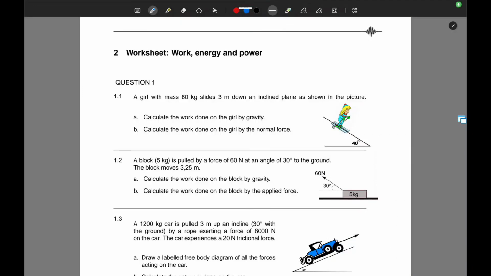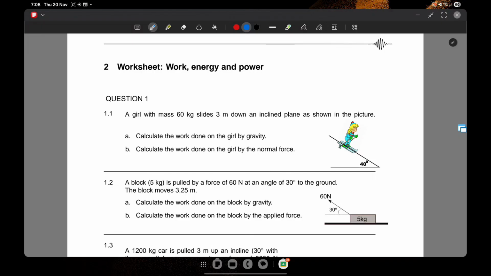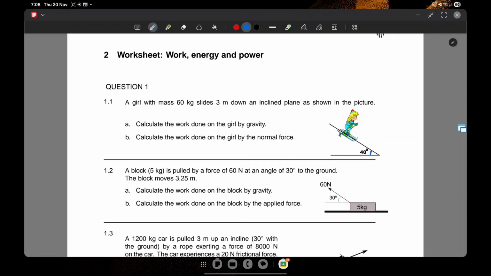So today I'll be doing this physics worksheet. Alright, the first question is: a girl with mass 60 kg slides 3 meters down an inclined plane as shown in the picture. So the degree is 40 degrees. Now the first thing I like to do, as we are asked to find the work done on the girl by gravity, well, let's first make a free body diagram and let's add all the forces.